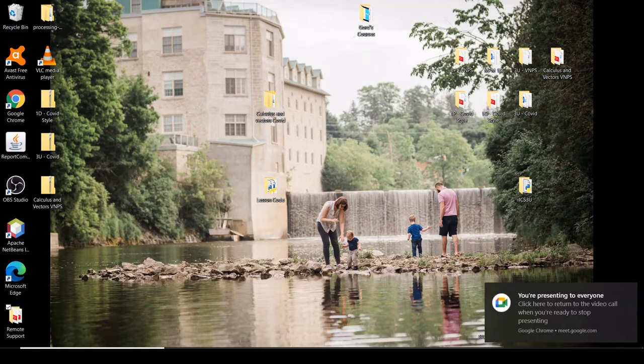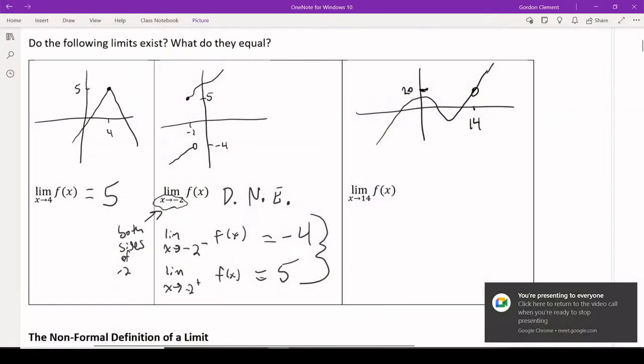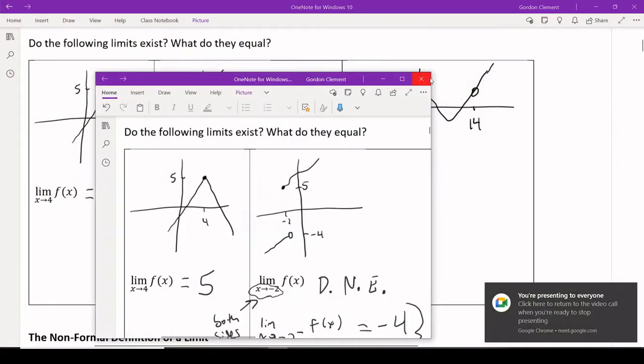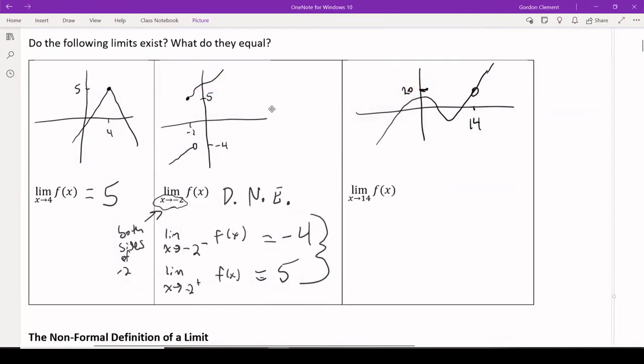So I can't say if I'm close to -2, sorry about that. Just crashed completely. Okay. Oh, now I got two copies. I'm still sharing this, right? Okay, thank you.